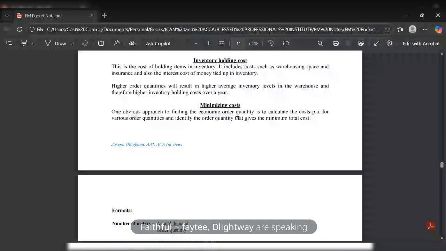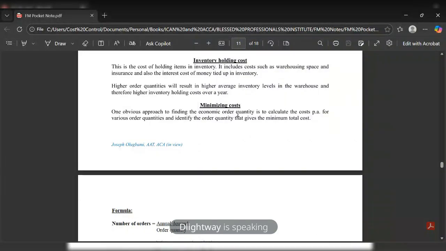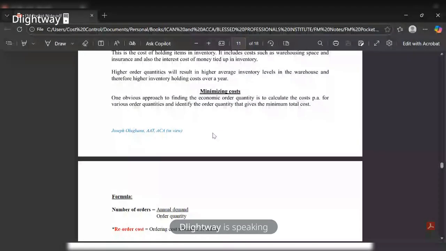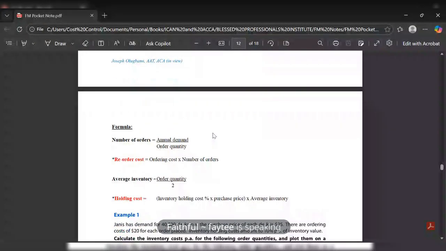For instance, an organization can decide to say, okay, we want to order 5,000 quantity of this particular goods, or we want to order 10,000 quantity of that same particular goods. Now, how do we know which quantity between the 5,000 and the 10,000 is more cost effective, the one that won't lead us to incurring more costs? We use EOQ to do that. So that is what minimizing cost is talking about. Is it clear?